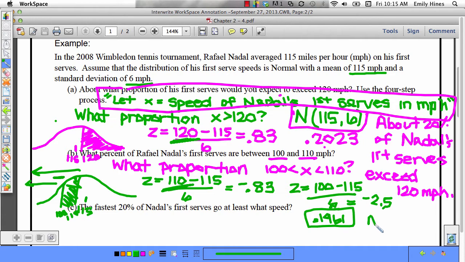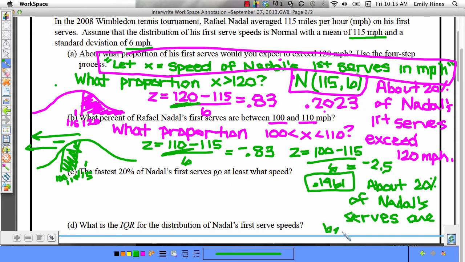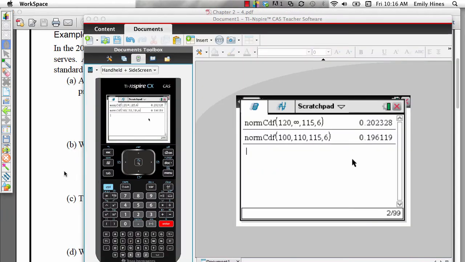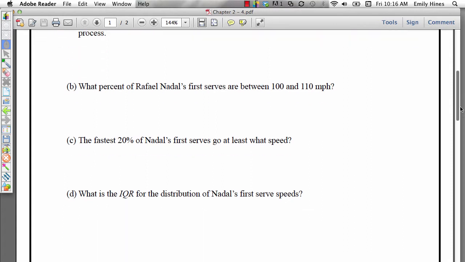And this time I'm going to say about 20% of, because I'm going to round, Nadal's serves are between 100 and 110 miles per hour. Okay, we've kind of run out of room, so let's move this down some.